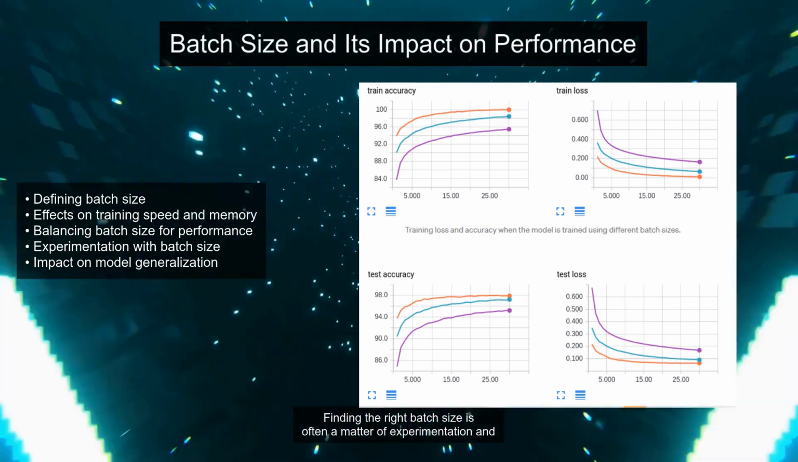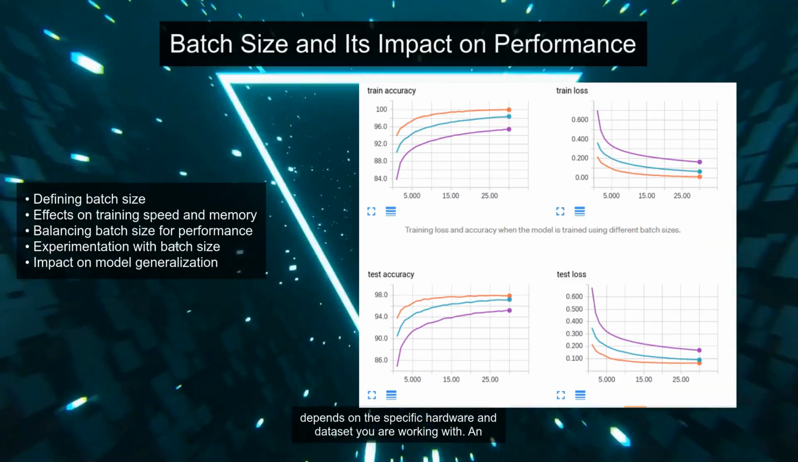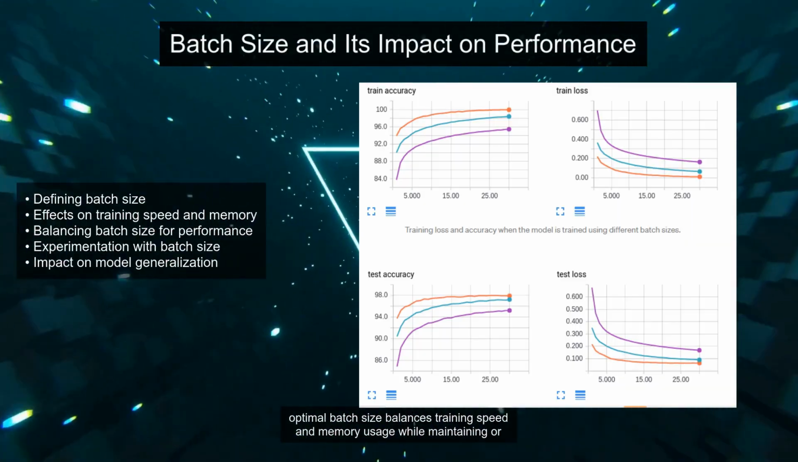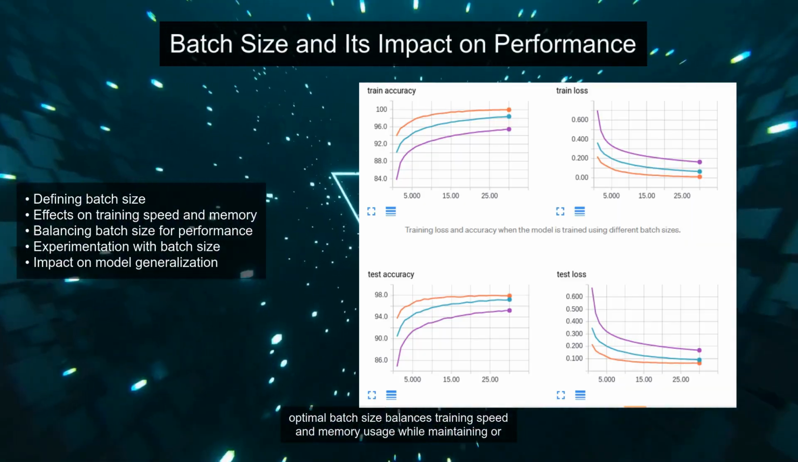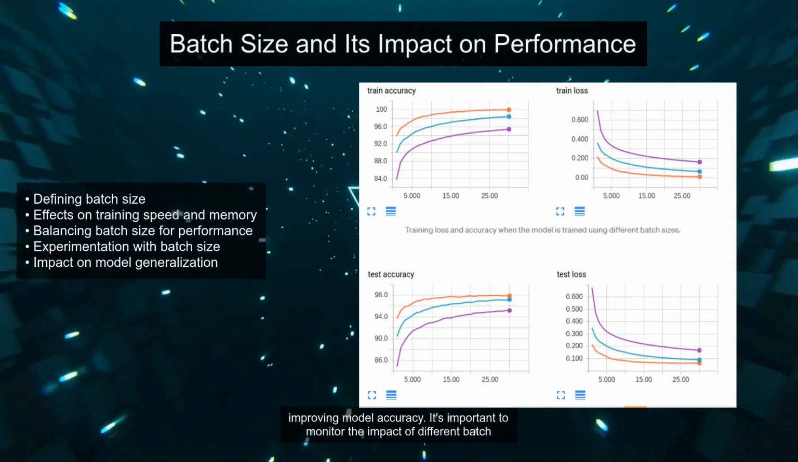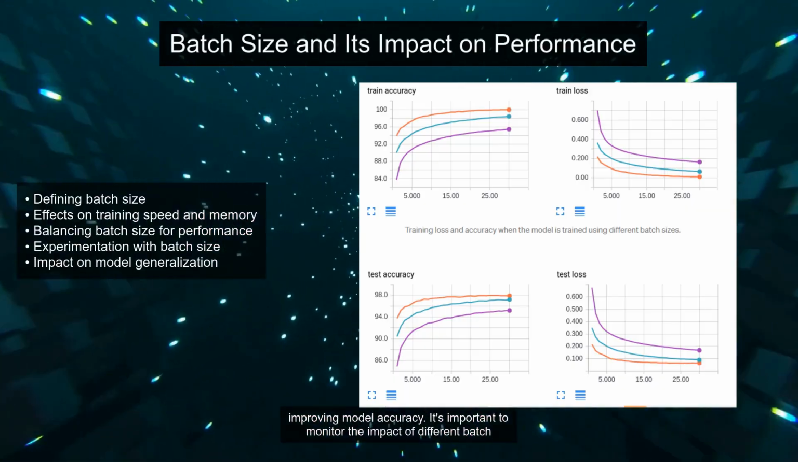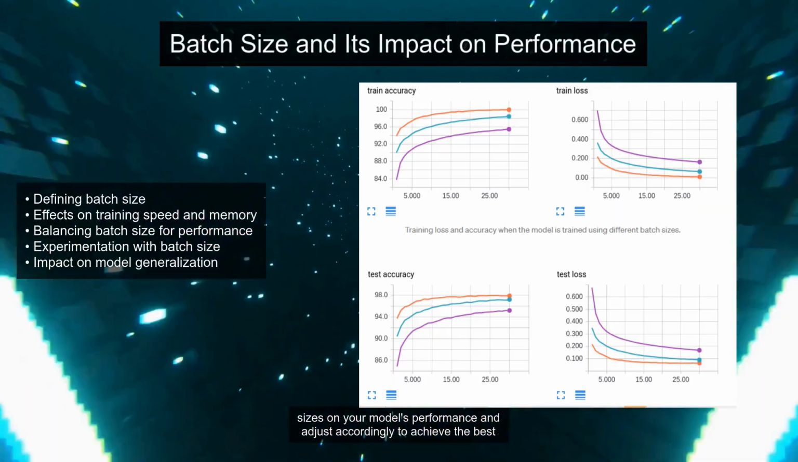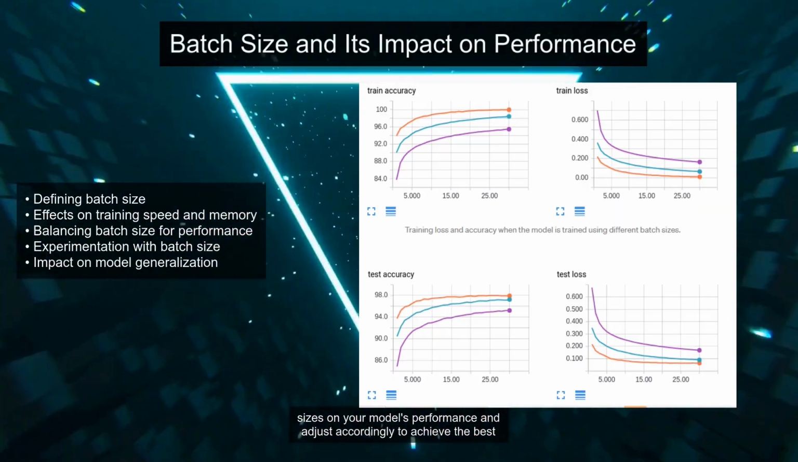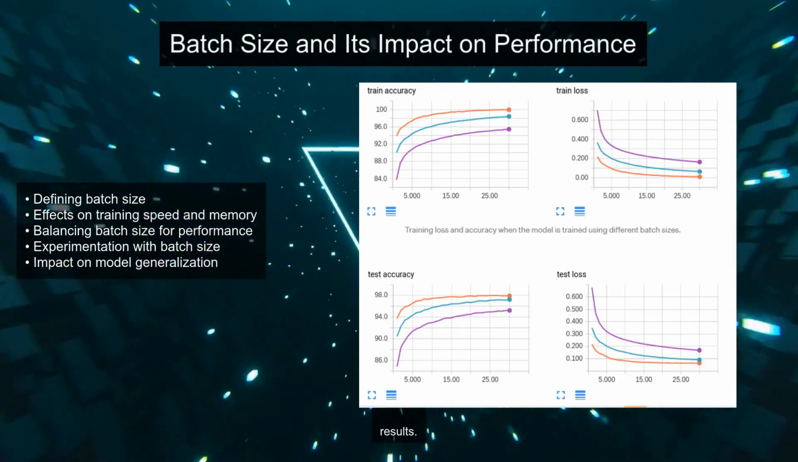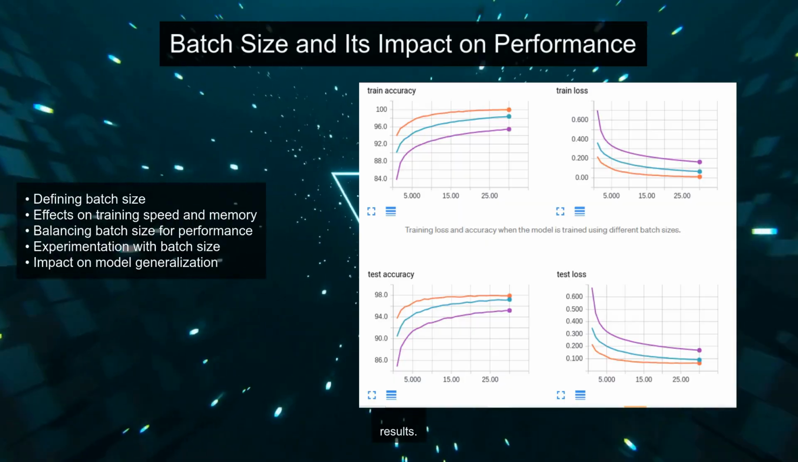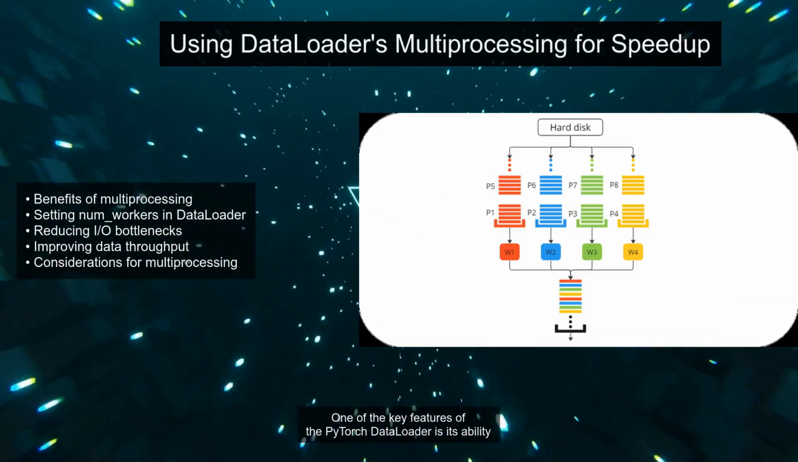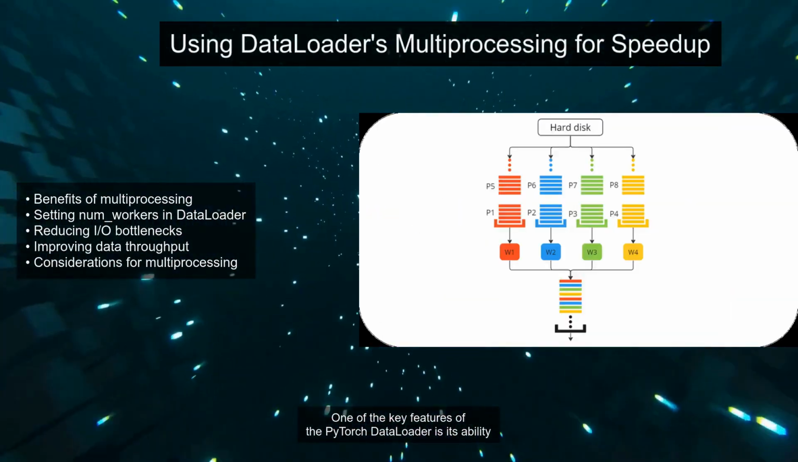Finding the right batch size is often a matter of experimentation and depends on the specific hardware and dataset you are working with. An optimal batch size balances training speed and memory usage while maintaining or improving model accuracy. It's important to monitor the impact of different batch sizes on your model's performance and adjust accordingly to achieve the best results.